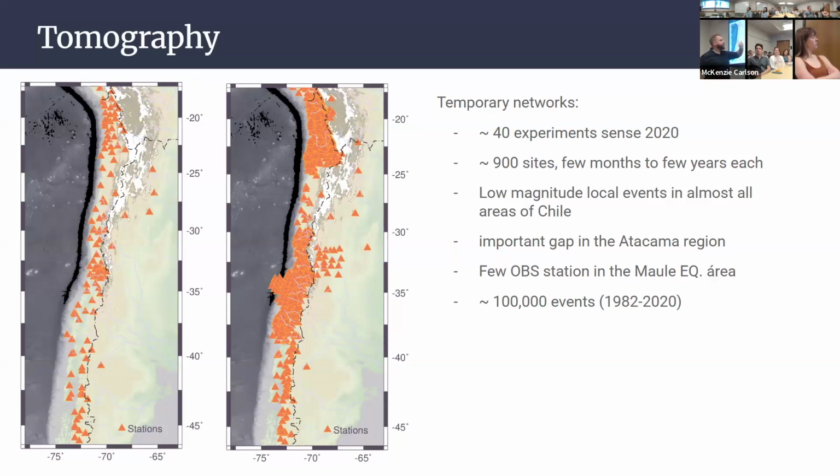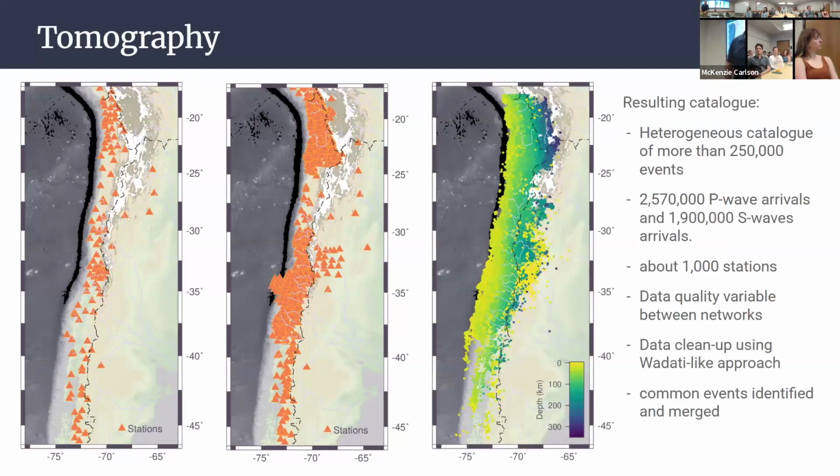This is the flat slab of Chile. I'm not sure we're going to see figures, but there is interesting stuff that was done in the 90s in this area. So using both the CSN data plus the temporary experiments, that brought about 100,000 more events. I got this huge catalog, so there are about 250,000 events in this map. It's a huge catalog with more than 2.5 million P wave and a bit less than 2 million S wave readings, about 1,000 stations.